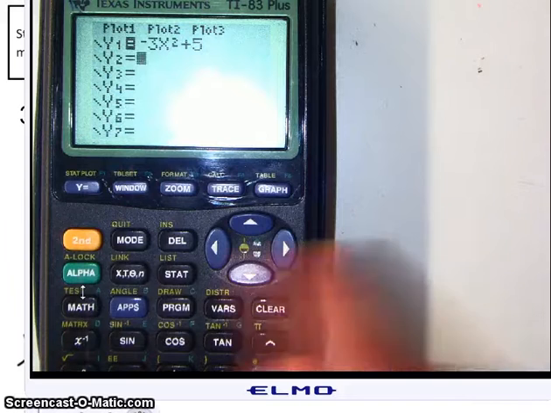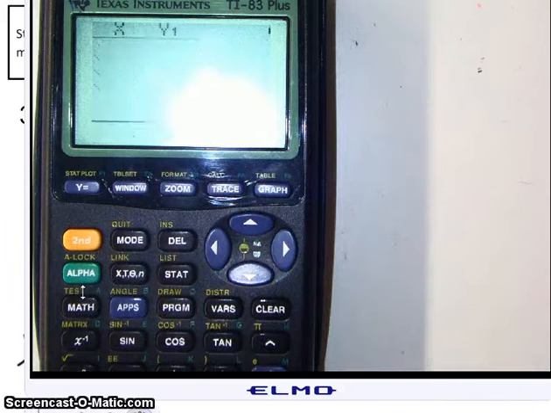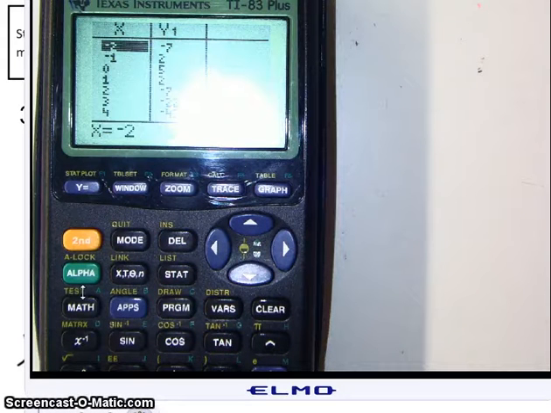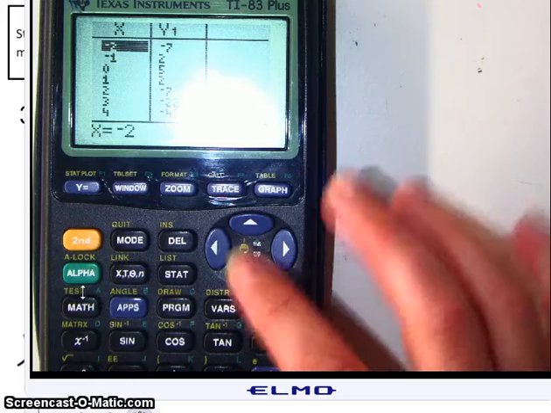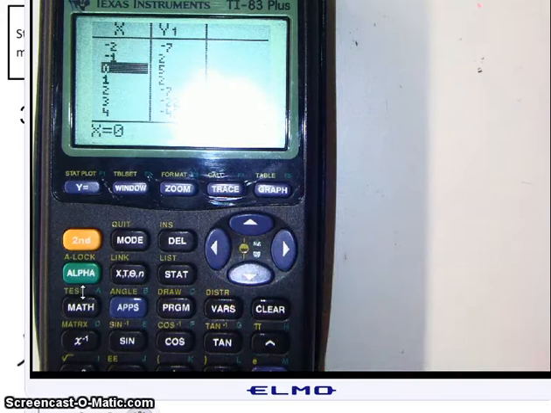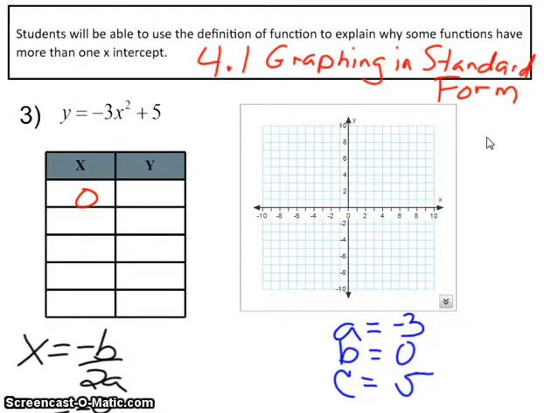I'm going to the table, second graph, and I am looking for x equals 0. That's my vertex. So when x equals 0, what's the y coordinate? 5. Okay, so let's go put that on the graph. So 0, 5 is my first point. 0 is the axis of symmetry, so I have my dotted vertical line at x equals 0.